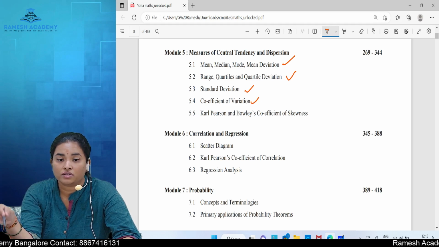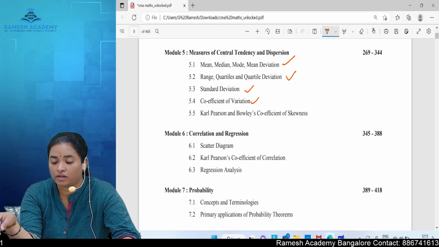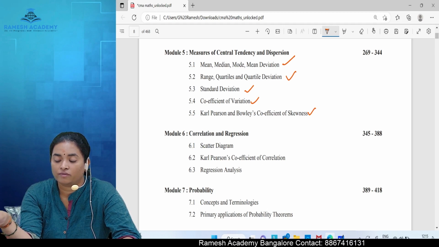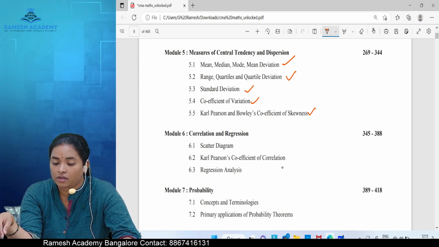Coefficient of variation: suppose I change some parameter, how will it affect other parameters, so coefficients of that. Then skewness is one of the coefficients, finding the coefficient, that is Karl Pearson and Bowley's coefficient of skewness. Okay, with this we will have module 5 done. Then we'll come to module 6.